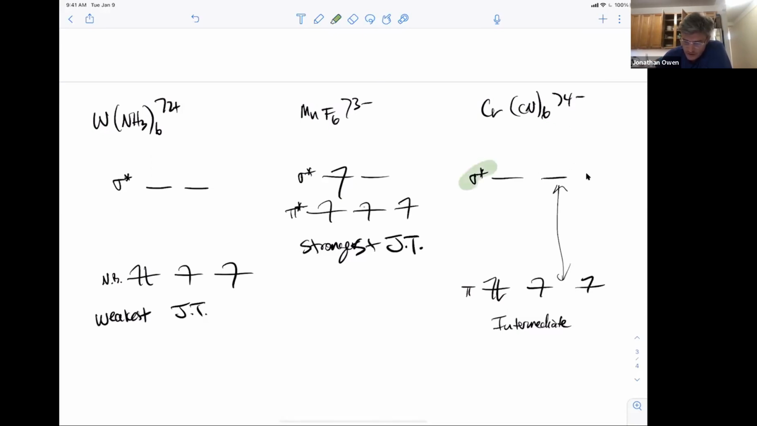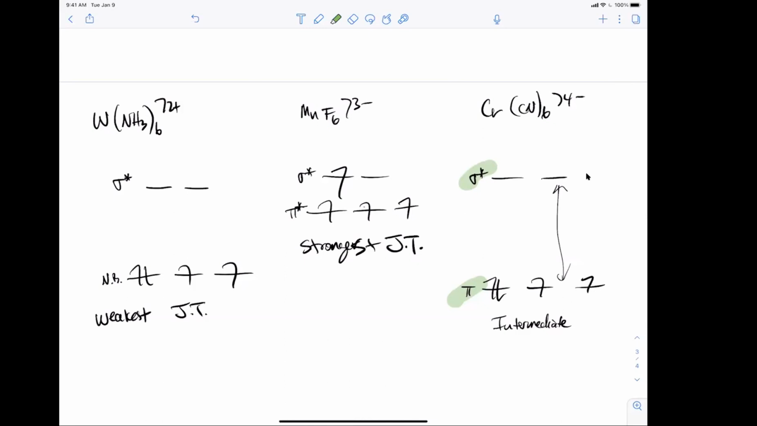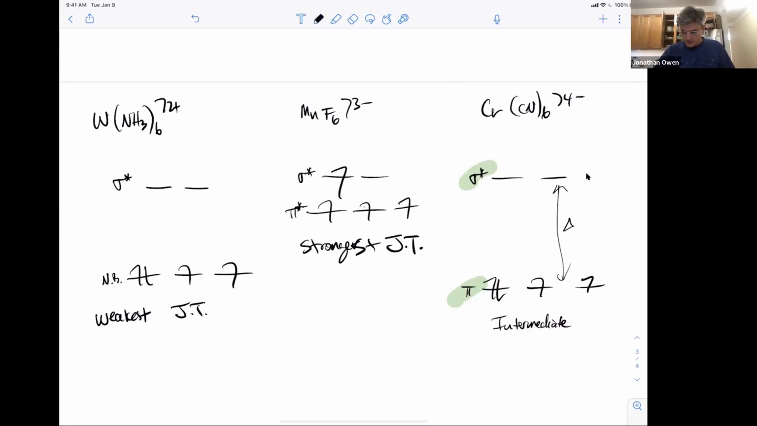The sigma star level up here is way up high in energy because those cyanides are potent donors and they make strong sigma connections. And at the same time, the pi symmetry thing kicks in and helps to lower those other levels. Like I said, the cyanide works together. The pi star stabilizes the electrons that are in those pi levels, and it pushes up the empty orbitals. So that gives you that large splitting. That is the definition of a strong field ligand.